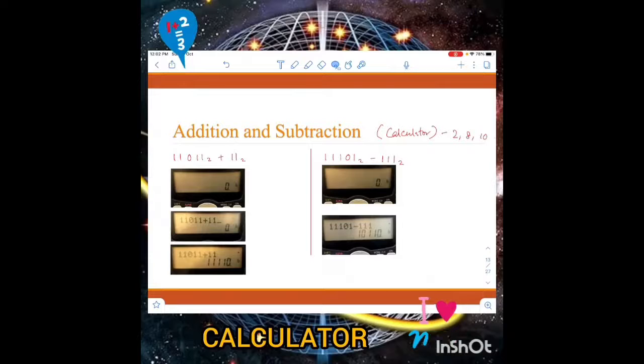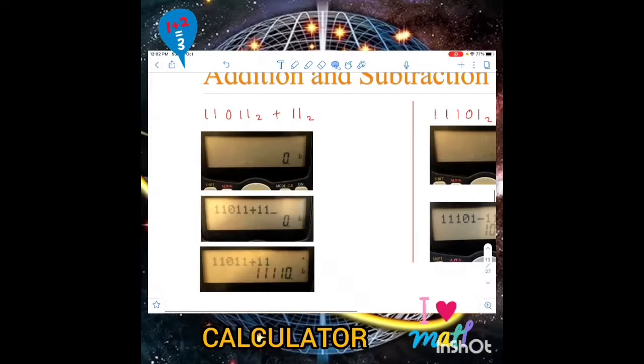I will show you two examples for numbers in base 2 involving addition and also subtraction. Let's get into the questions. First one, 11011 base 2 plus 11 base 2. As you can see here, the base involved is base 2, and both numbers have the same base, which is base 2. In this case, it is very easy and very straightforward. You just have to go to your calculator, use the mode base, and you set the calculator in BIN.